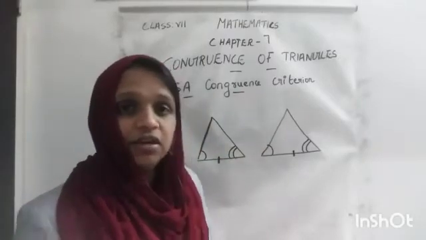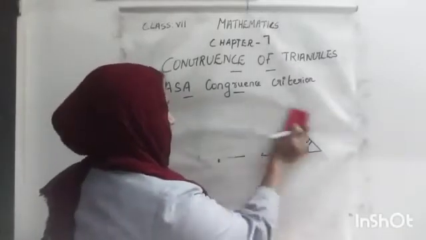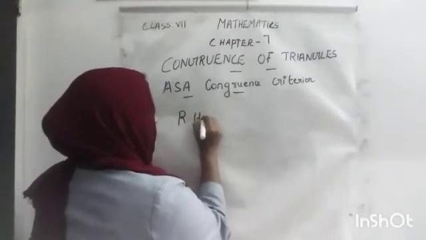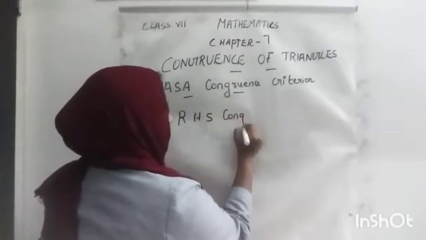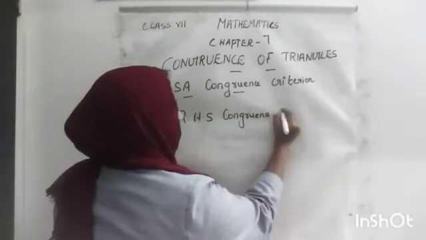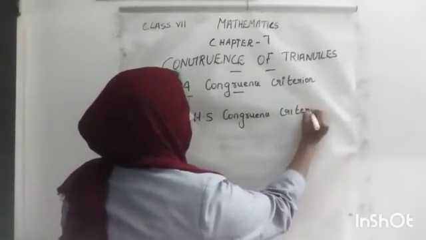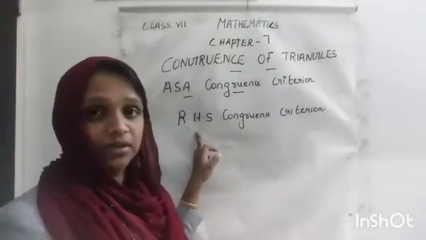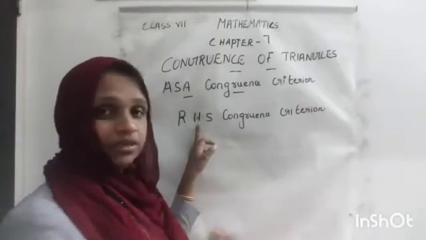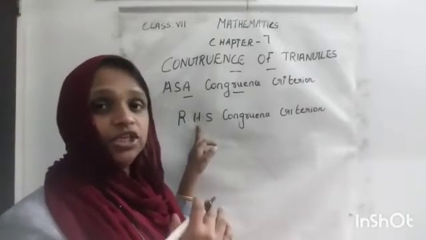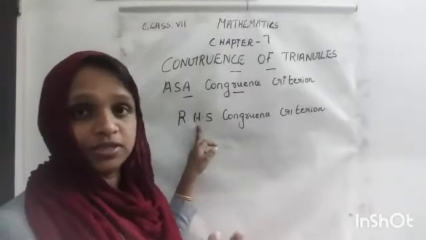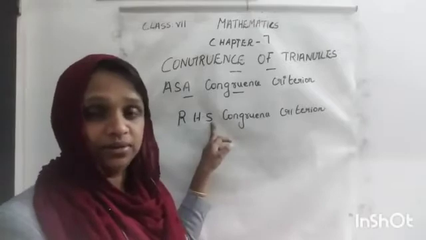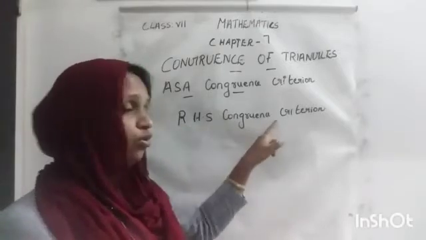Okay, the next criterion is RHS, the RHS congruence criterion. In this, R is for right angle, H is for hypotenuse, we know it's the longest side, and S is one of the sides of a right triangle. So that is the RHS congruency rule.